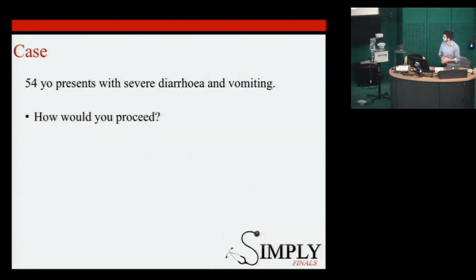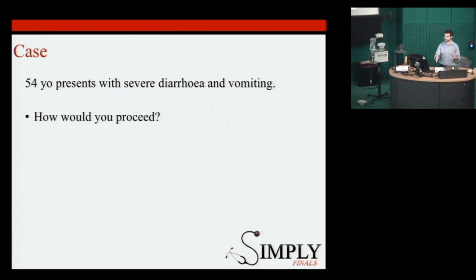So the first case, a 54-year-old person, it doesn't matter, presents with severe diarrhoea and vomiting. That's all you get. What would you do? Assess the patient. Good start. So how would you assess the patient? So A, B, C, D, E. Okay. So to say they're stable, they just walk into the GP.